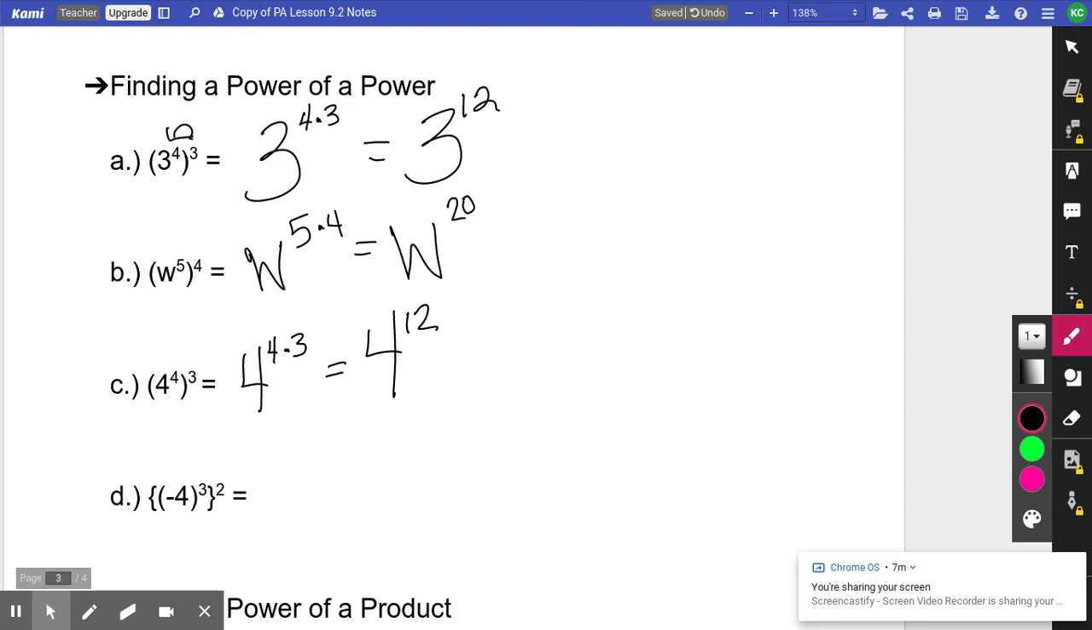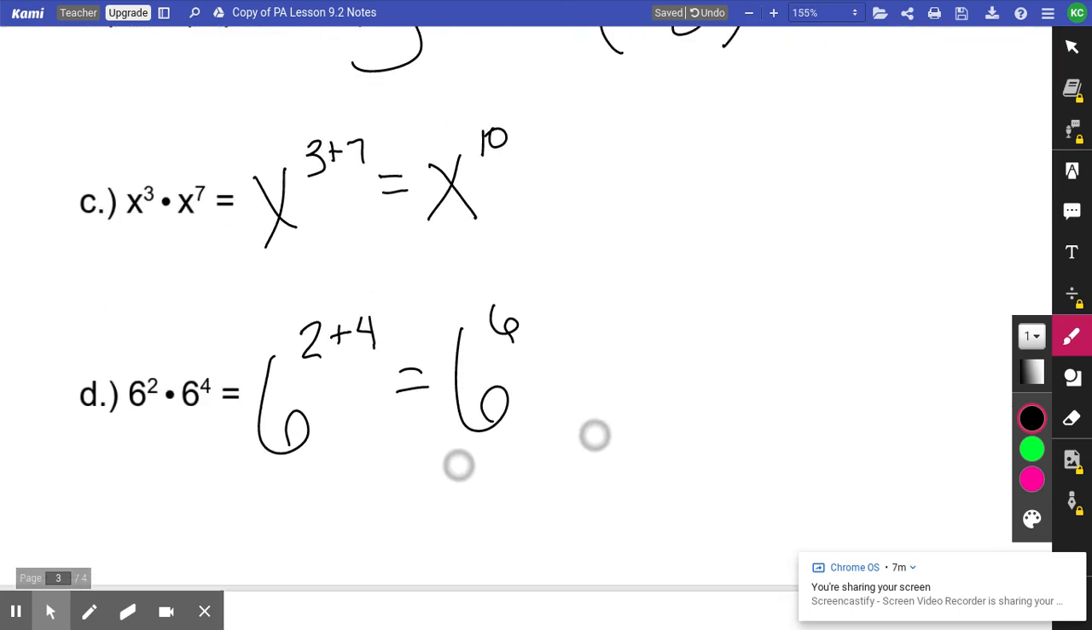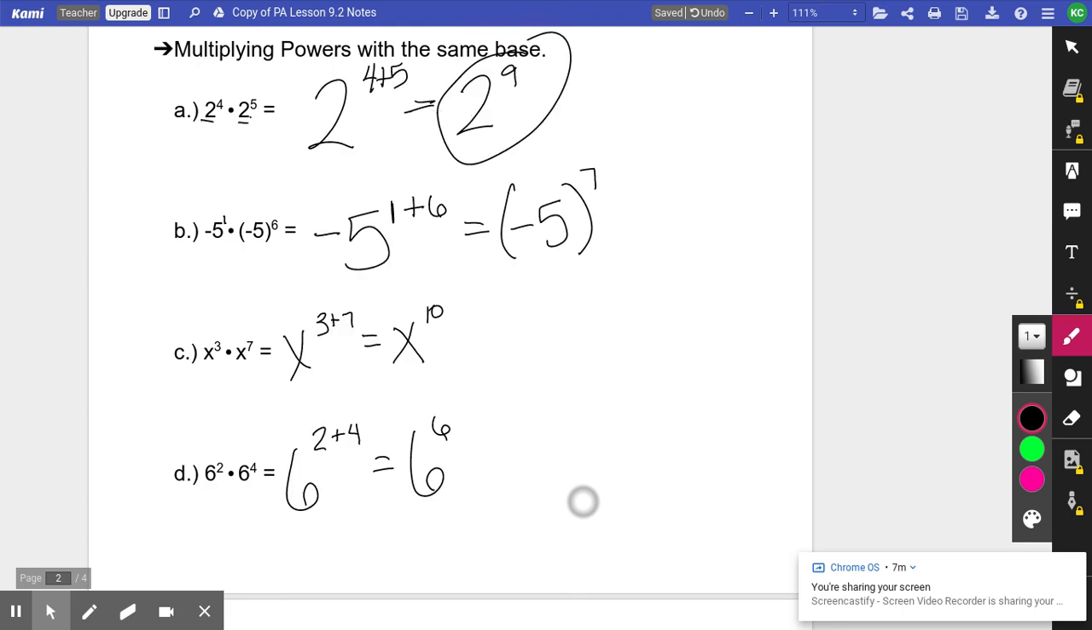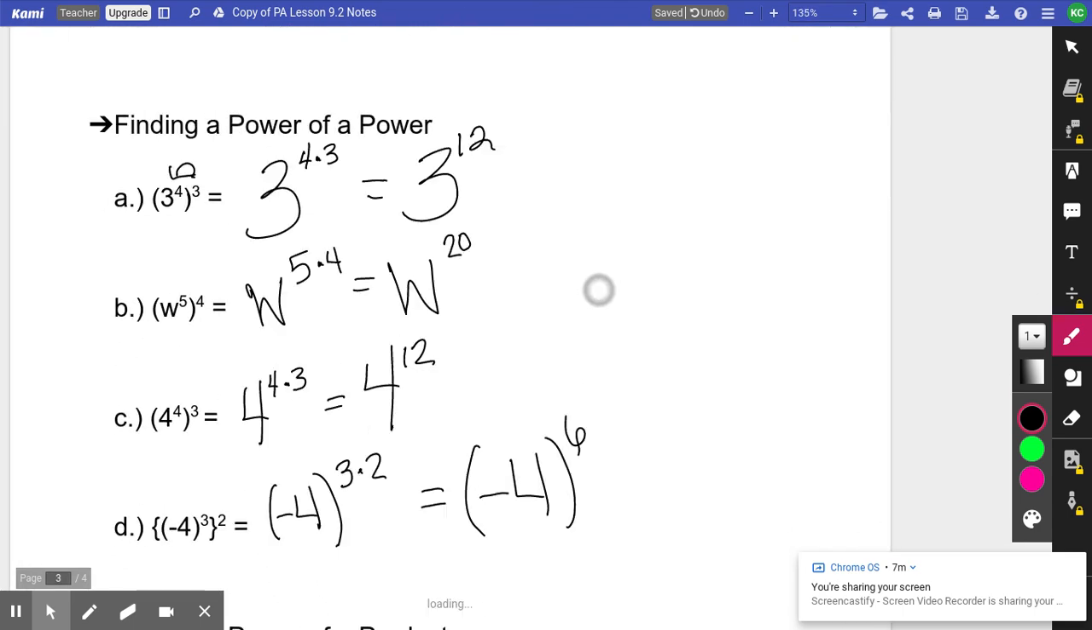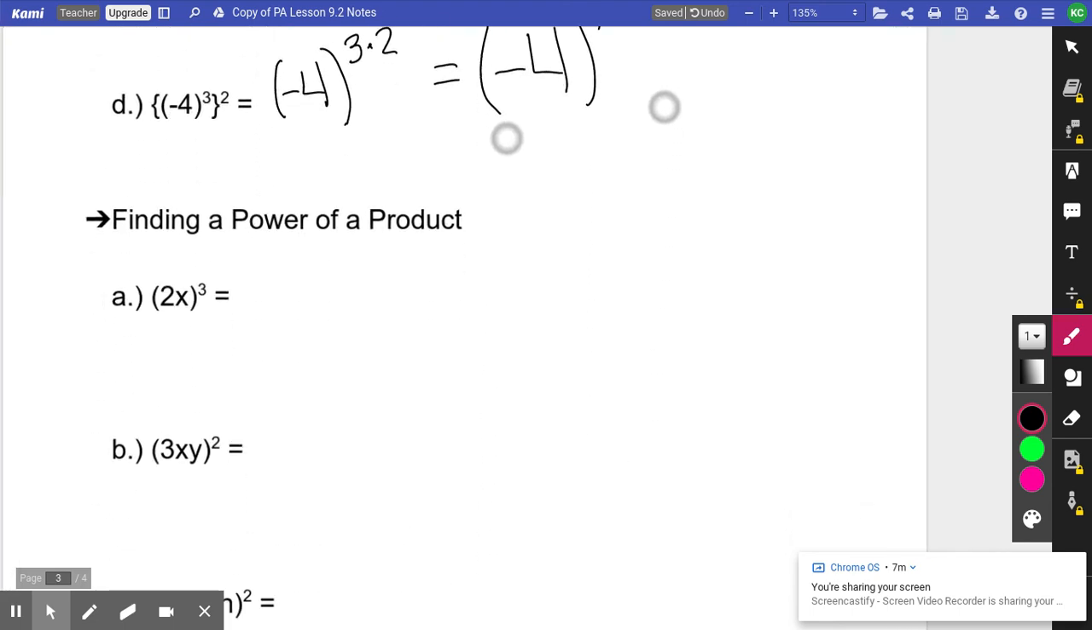And last, I have negative 4 to the 3rd power raised to the 2nd power. So I'm going to have negative 4 to the 3rd times the 2nd power, which is going to give me negative 4 to the 6th power. Okay, so just a quick recap. Whenever you're multiplying like bases, you add your exponents. Whenever you're raising your power to another power, you multiply your exponents.